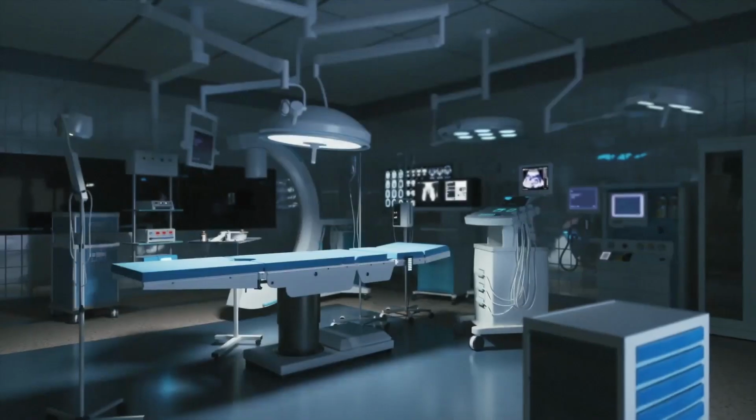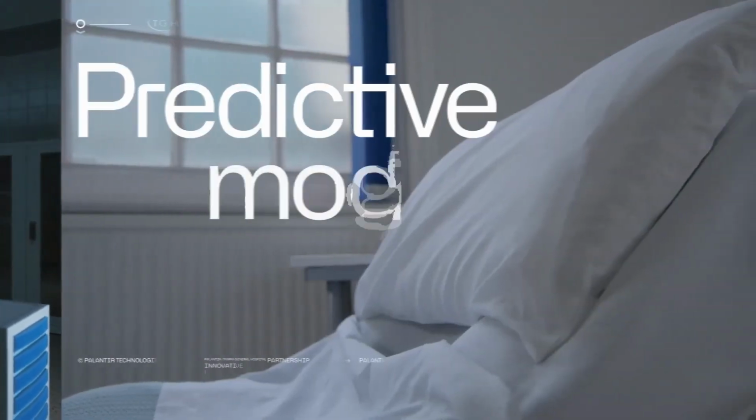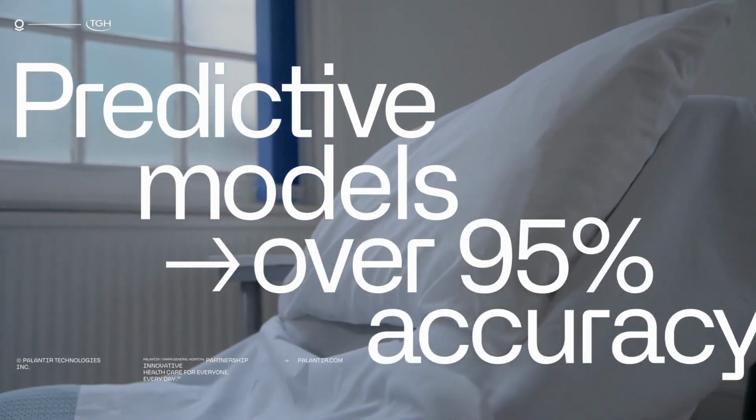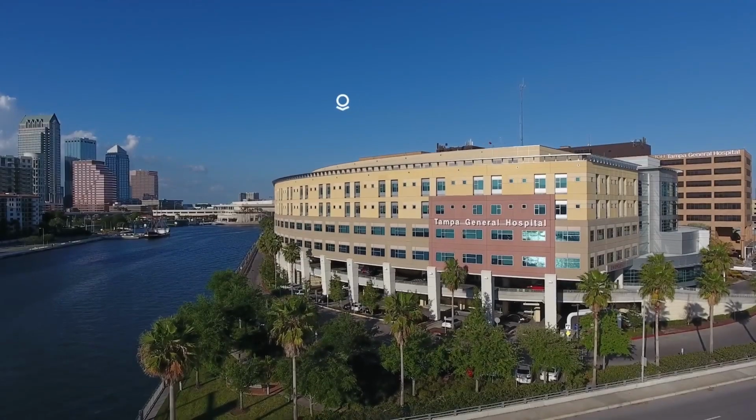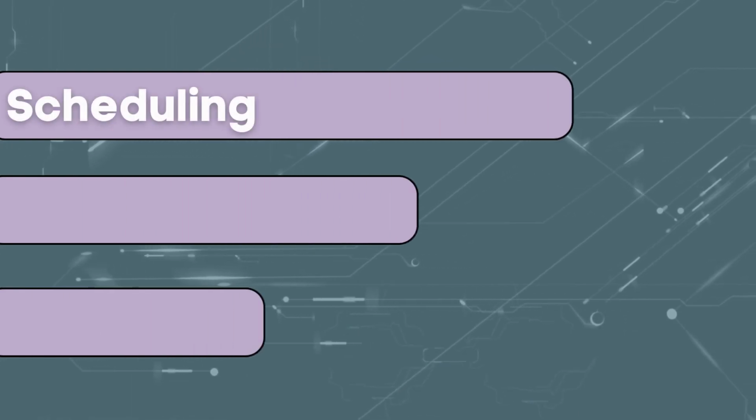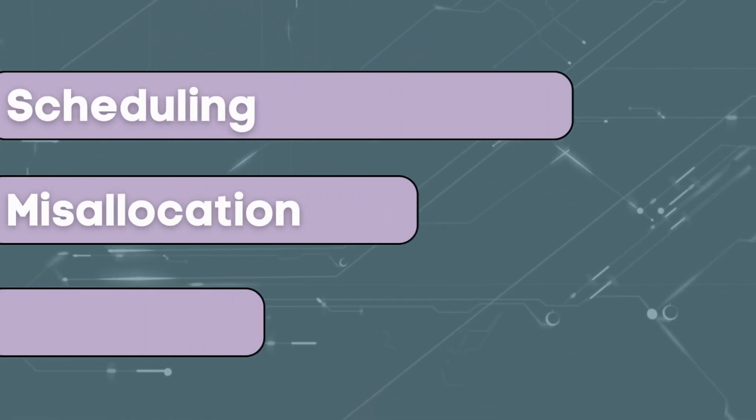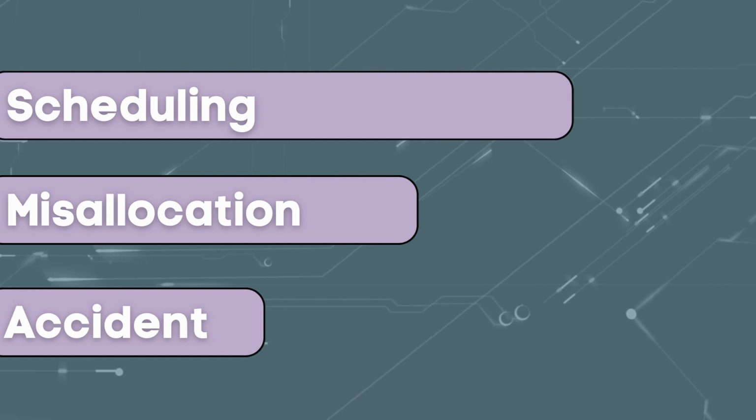Palantir's Foundry operating system has proven to be 95% accurate when predicting patient outcomes in Tampa General Hospital, one of the largest hospitals in America. Inefficiencies in the form of over or under scheduling staff, misallocating resources, or providing the wrong care will be greatly reduced. If you don't know Palantir already, I suggest getting to know them real soon, because they will most definitely be a household name in the AI space for years to come.